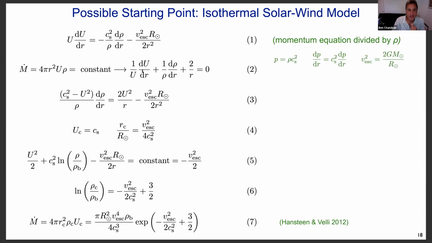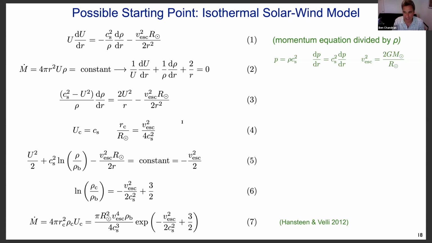You can use this equation 2 to eliminate the velocity derivative in equation 1 and replace it with a term involving the density derivative. So if you do that, eliminate du dr in equation 1 in favor of d rho dr, you get equation 3, where you collect all the d rho dr terms on the left and all the other terms on the right.